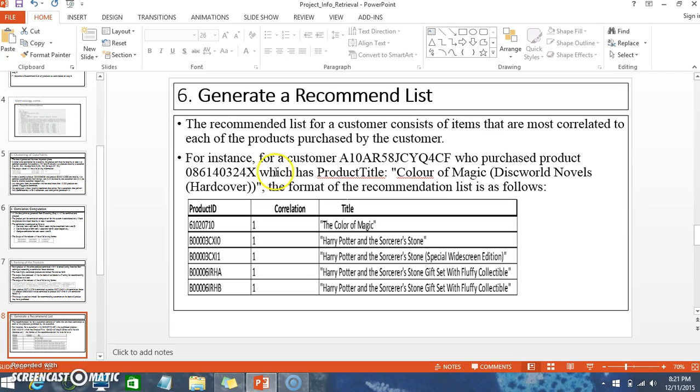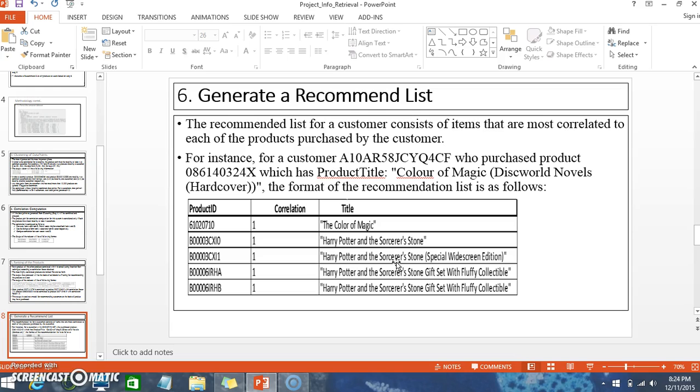The last implementation model for the system is the recommendation model, which recommends the most highly correlated products to the user on the basis of each of his purchased products. The sample shown in the slide over here is a direct output result as obtained from the system. In this output, for a customer who had purchased the book with product title The Color of Magic, the recommender system recommends books like Harry Potter and so on, which is all about magic.